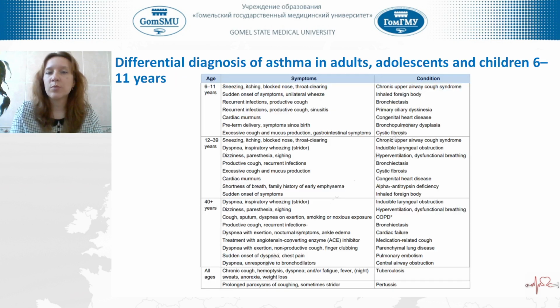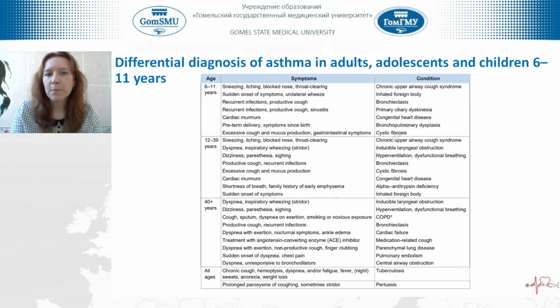Differential diagnosis of asthma in adults, adolescents, and children 6 to 11 years. You see that for children, for patients from 12 to 39, 40 and older, and for all ages, you can see the symptoms and conditions. Our topic is about adults. We start from 40 and older.